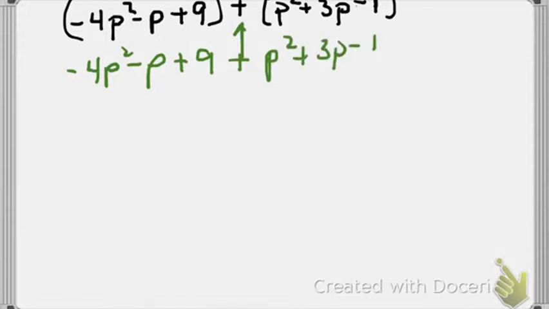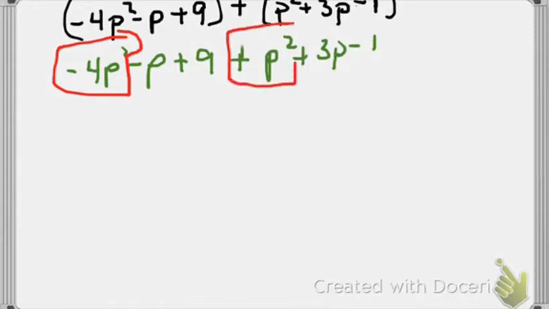The first method I'm going to do is the horizontal method. The way I like doing this is circling, and otherwise, like this one, I'm going to box. This is one family member, so I'm looking for another p squared. It's right here. I box the sign that goes in front of it. So I have a minus 4p squared and a plus p squared. If I have minus 4 and I add 1p squared to it, I should get a negative 3p squared.